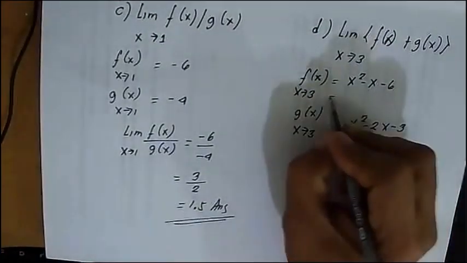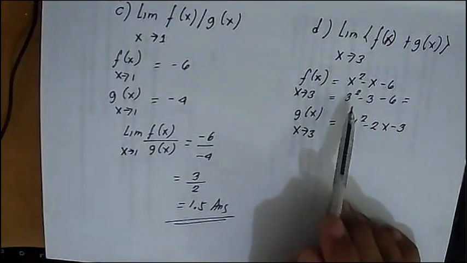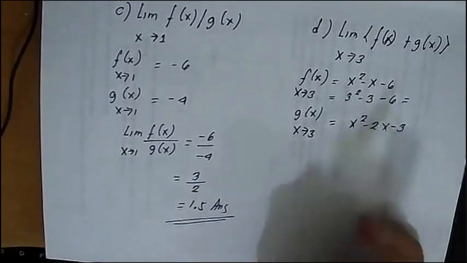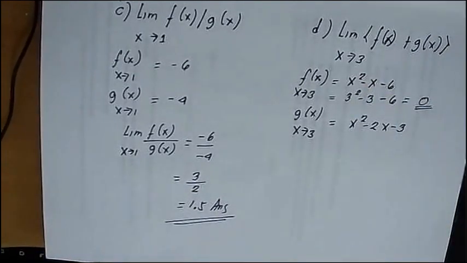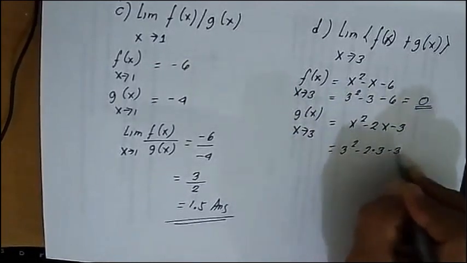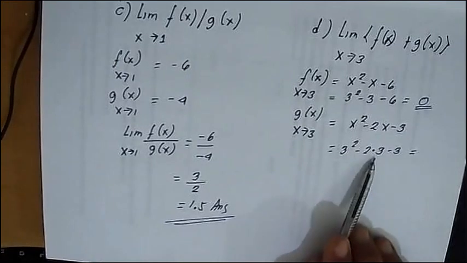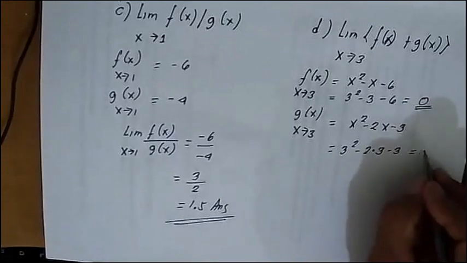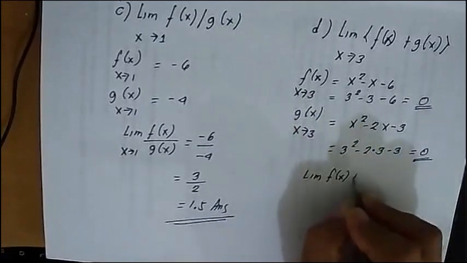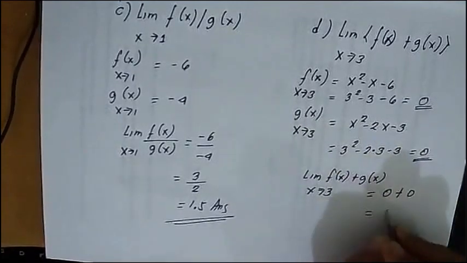Okay, if we're going to substitute, we have 3 squared minus 3 minus 6. So if we're going to substitute that, simplify, 3 squared is 9 minus 3 is 6 minus 6, the answer is 0. Okay? For the other one, g sub x equal to 3 squared minus 2 multiplied by 3 minus 3. 3 squared is 9, 2 times 3 is 6, so 9 minus 6 is 3 minus 3. The answer is 0. So therefore, we have the limit of the function of x plus g of x as x approaches to 3 is equal to 0 plus 0. The answer is 0 po.